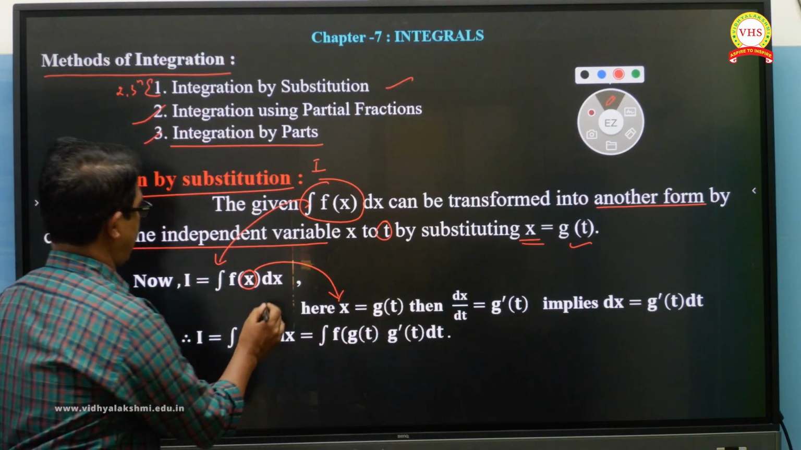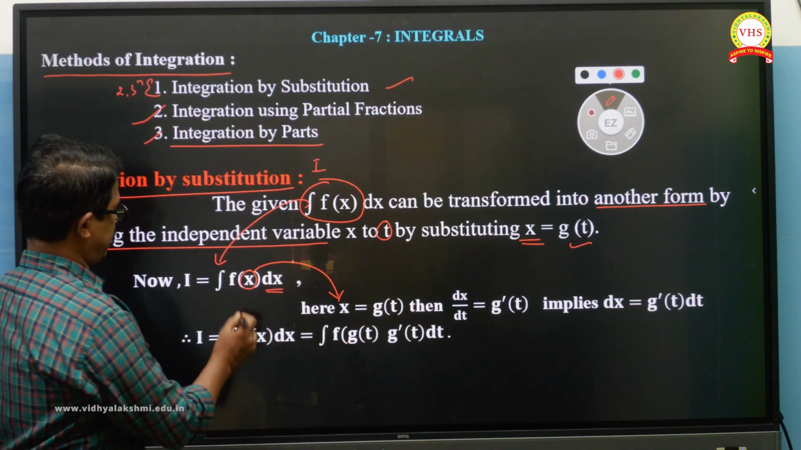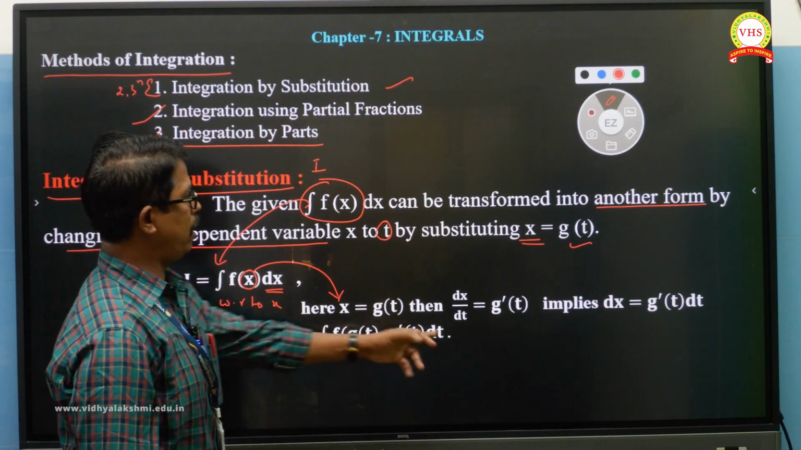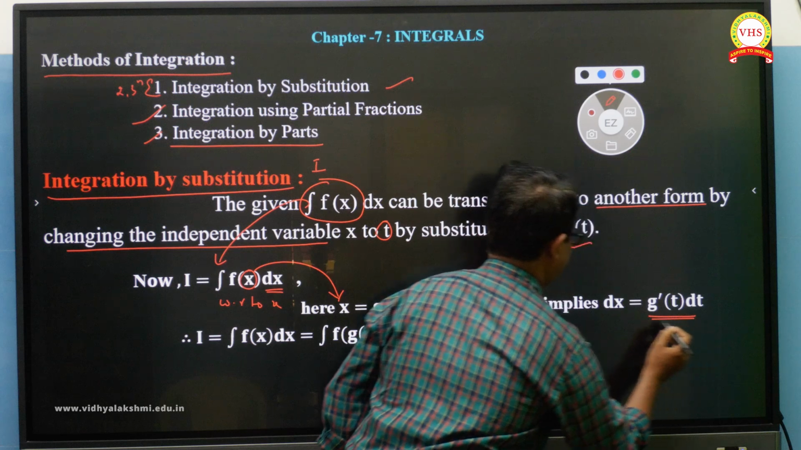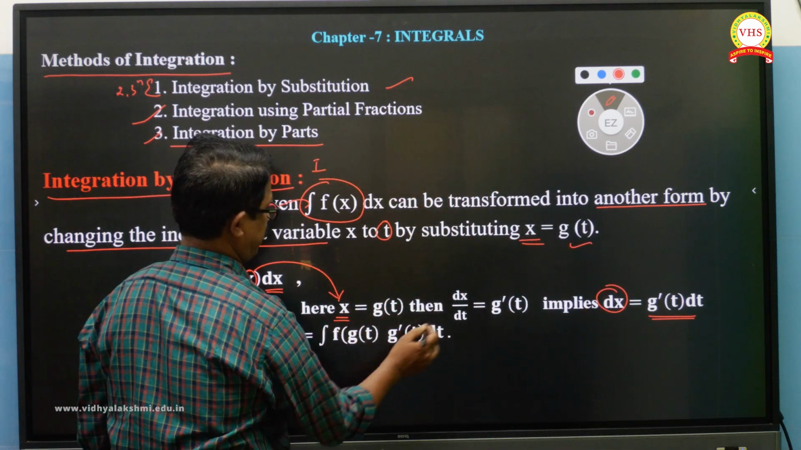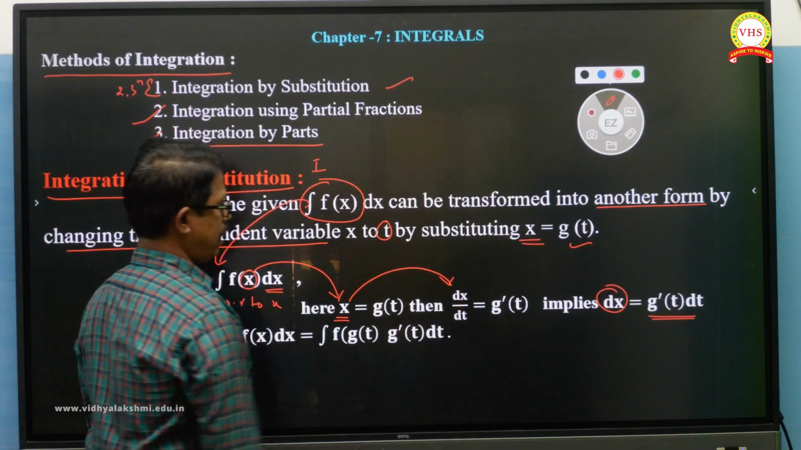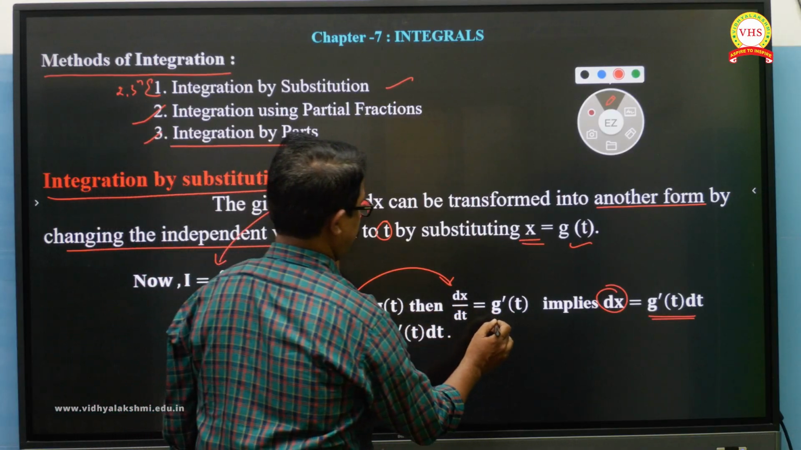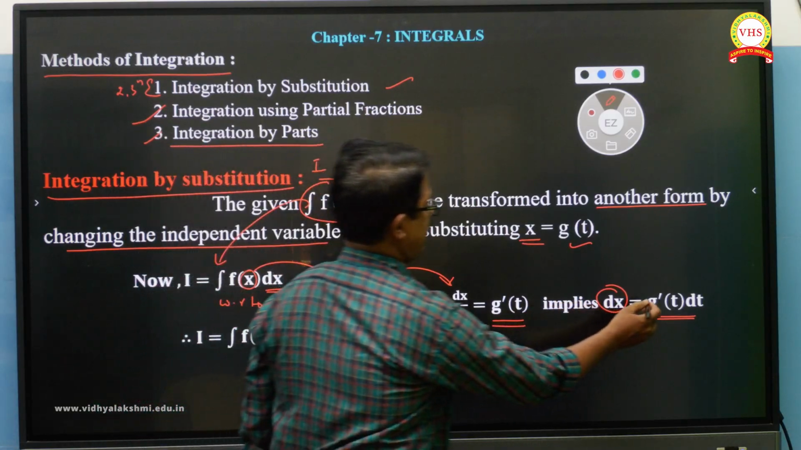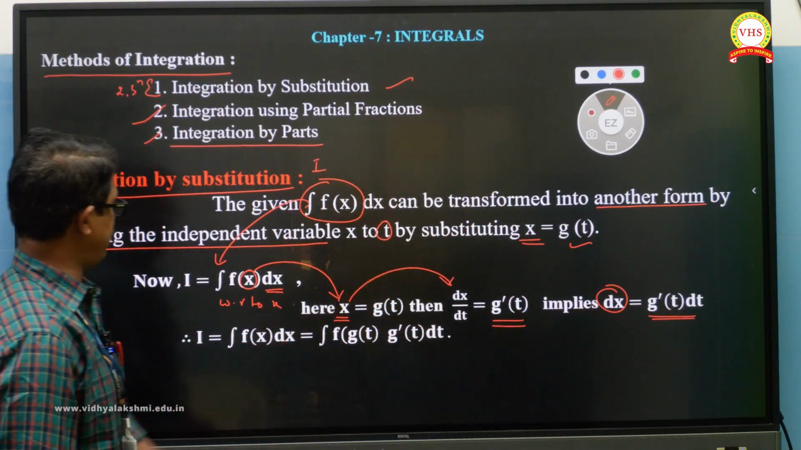So the aim is we have to change everything with respect to the new variable. That element x we need to change in terms of t. That's why we are going to find the value of dx. That means x differentiated with respect to t becomes dx by dt, the function g becomes g dash. Therefore, finally dx equal to g dash of t into dt.